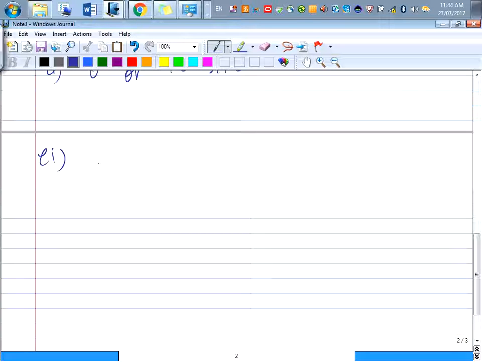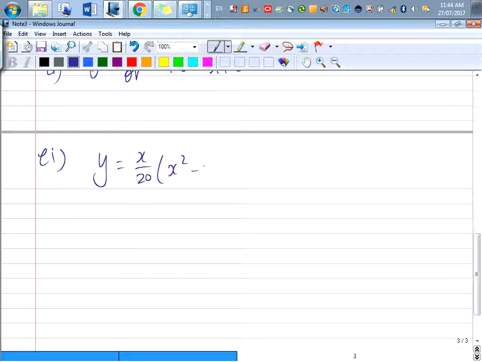Okay, now we have our graph of y equals to x over 20 times x squared minus 10. We already have this graph. We want to use this to solve x cubed plus 10x minus 80 equals to 0. The strategy is always the same. We try to convert this to look like what we have in our graph.